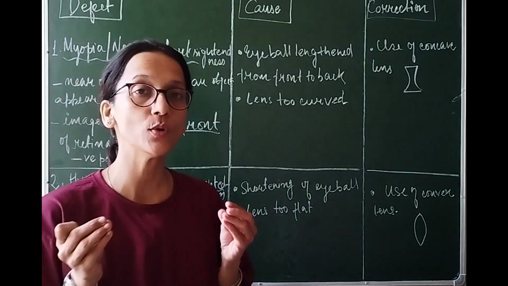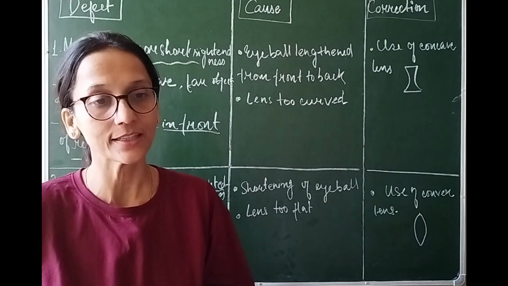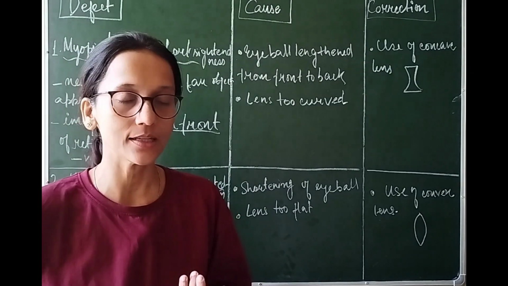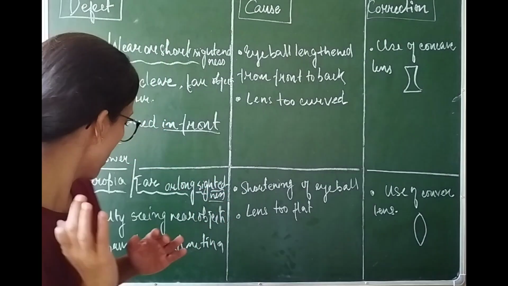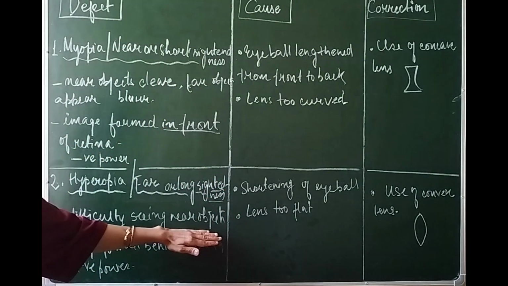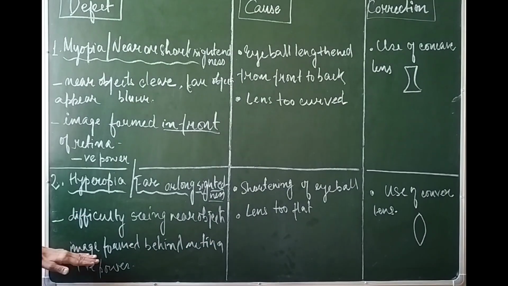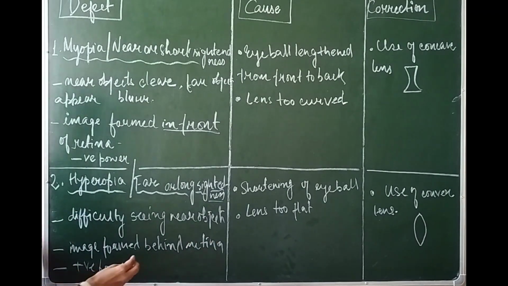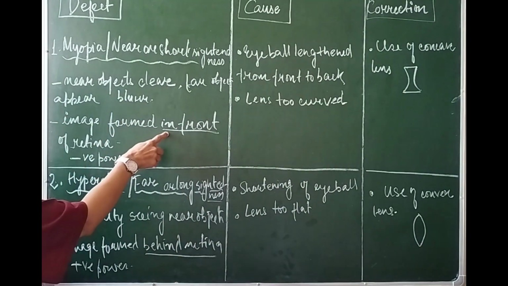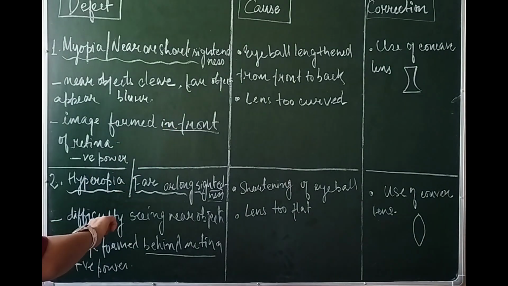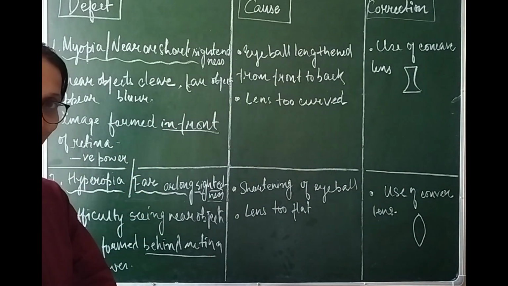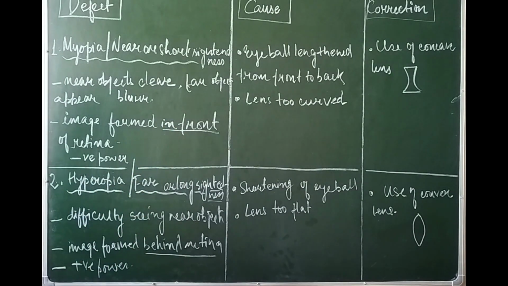Now right opposite of this condition is hyperopia, which is also known as far or long-sightedness. Under such a condition you have severe difficulty in doing anything which is close to your eyes, like reading or maybe threading a needle. So you have difficulty seeing nearby objects. And why? Because here the image is not formed on the retina but it is formed behind the retina. Here it is formed in front of the retina, here it is formed behind the retina. And people with such difficulty have power denoted as positive power.